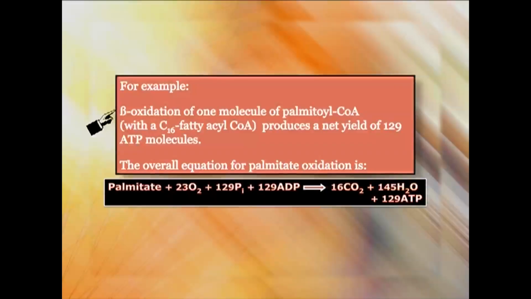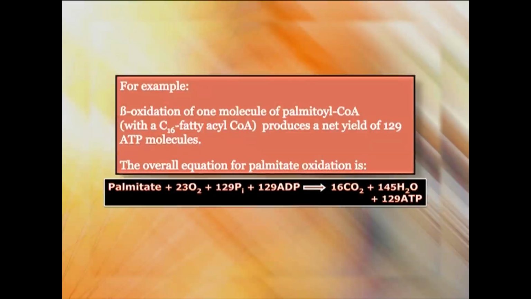As can be seen from this particular slide, if we take the example of the beta oxidation of palmitoyl-CoA, then there is a release of 129 ATP molecules. Actually, 131 ATP are produced, but we have to subtract 2 ATP molecules as an energy cost for the fatty acid activation. So the net ATP yield is 131 minus 2, that is 129. And the overall equation for palmitic acid oxidation is shown in this particular slide.